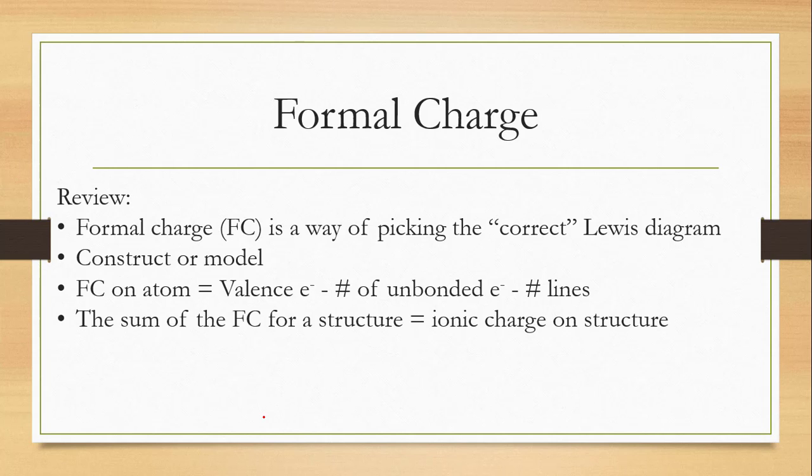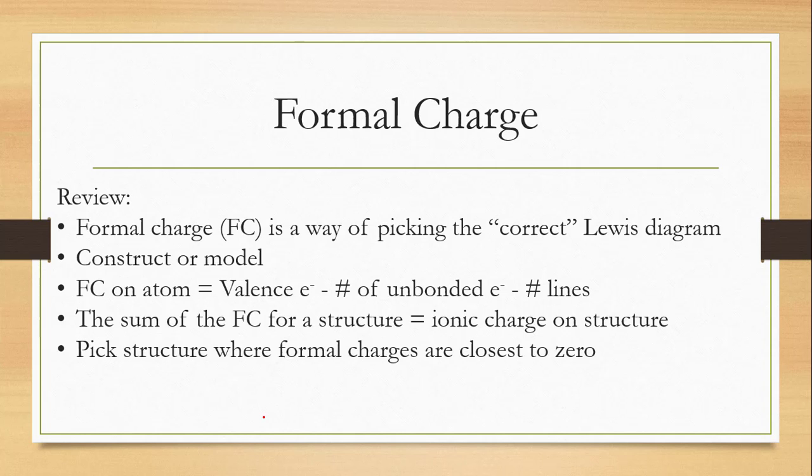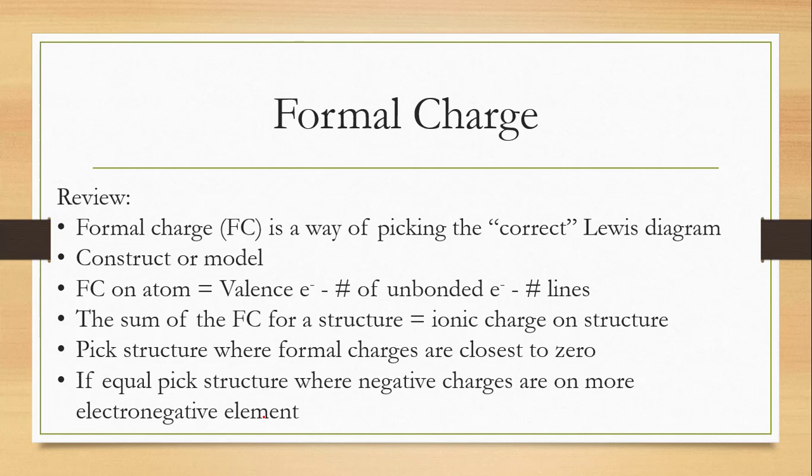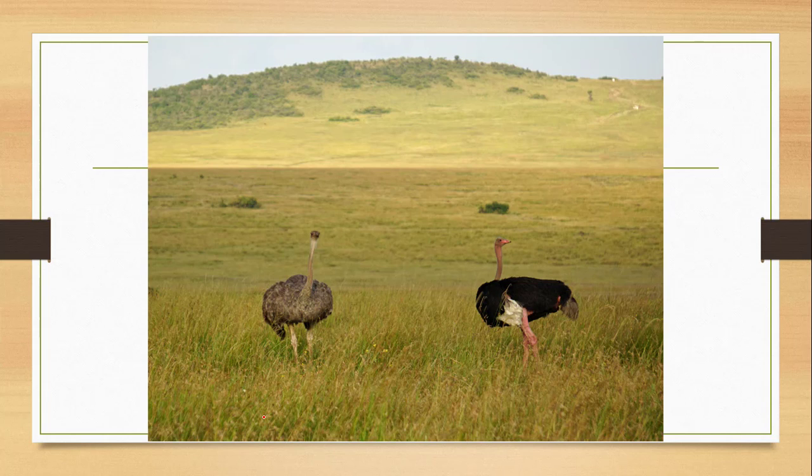When you add up the formal charge for a structure, it should equal the ionic charge on the structure, or 0 if it's a neutral molecule. Pick the structure where the formal charges are closest to 0. If you have structures where that would turn out to be pretty much equivalent, then go with the negative charges on the more electronegative element. And that is how you decide which is the valid structure.